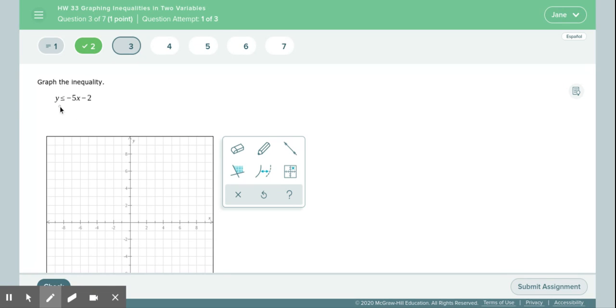And before I even get to work with this, I'm going to note that this says less than or equal to, which means, once again, I'm going to use a solid line. Had it just been less than or had it just been greater than, I would have a dashed line. But since it says or equal to, that means I'm going to use a solid line. The next thing that I would do, so on my work page, I should be doing this. This is question number 3. I'm identifying that this would be a solid boundary line.